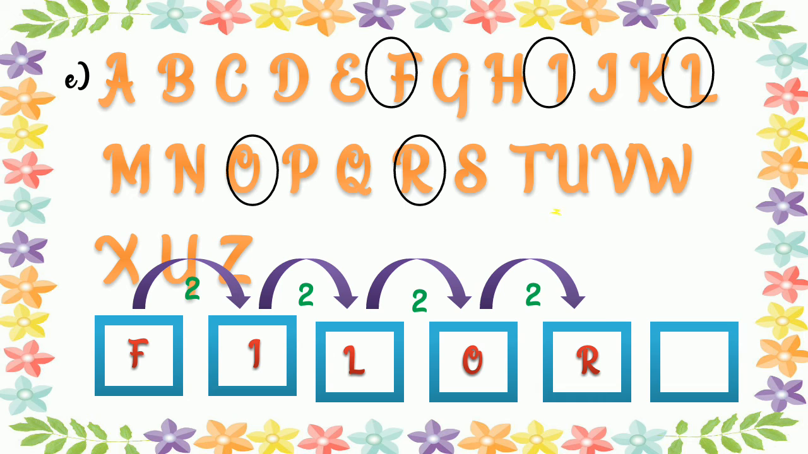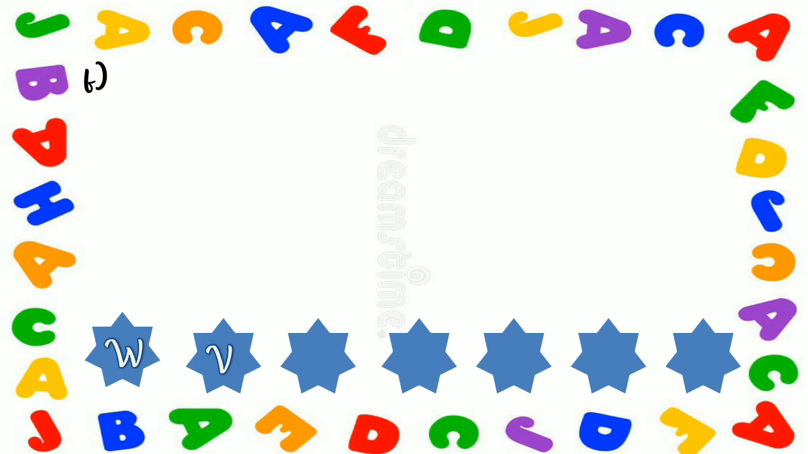So we left S and T, and get U. So U is the answer. So here we write U. So children, you all understand how we get the answer, or how we continue the series, and which letter comes next to continue the series. Okay, now next question.